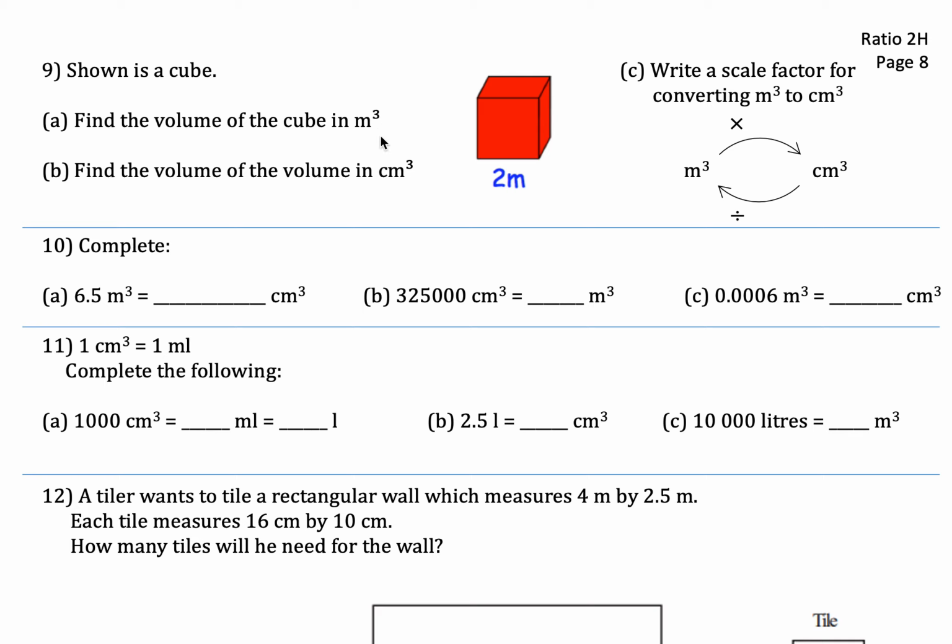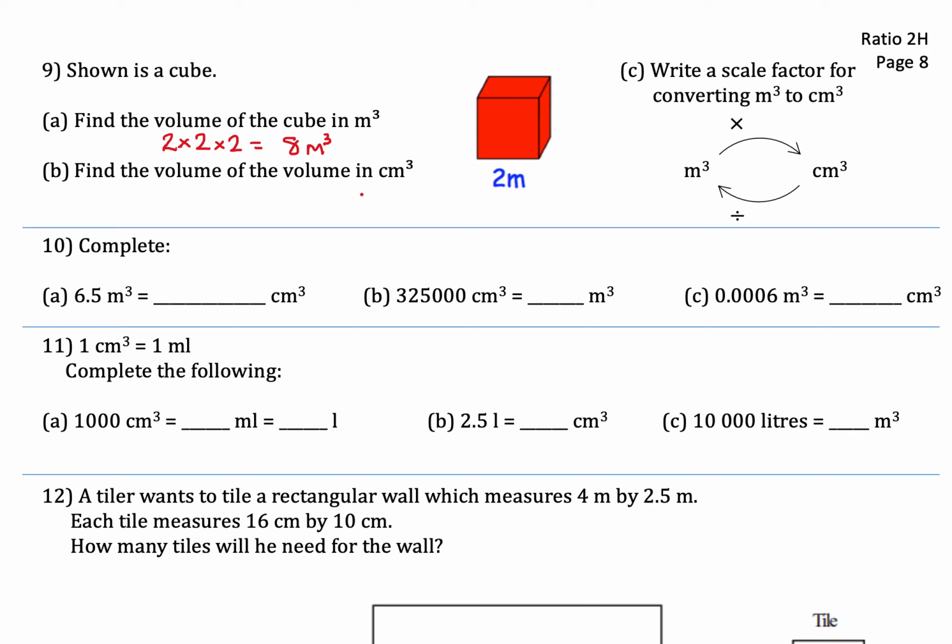On question 9 we've got a cube and it says find the volume of the cube in cubic meters. Okay, so this is already in meters, this length, and we know all the lengths are going to be the same. So the volume of the cube is the length times the width times the height. So 2 times 2 times 2, and that is 8 cubic meters.